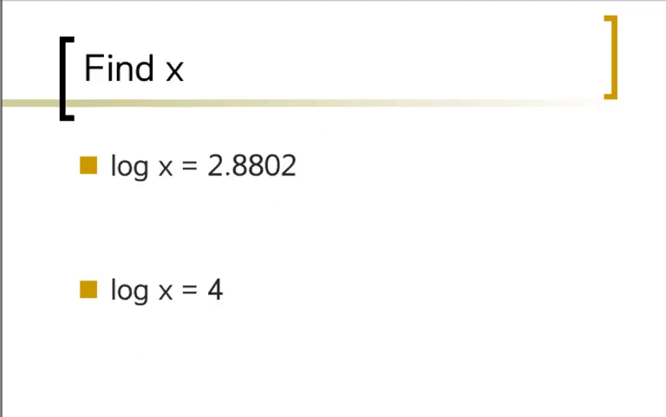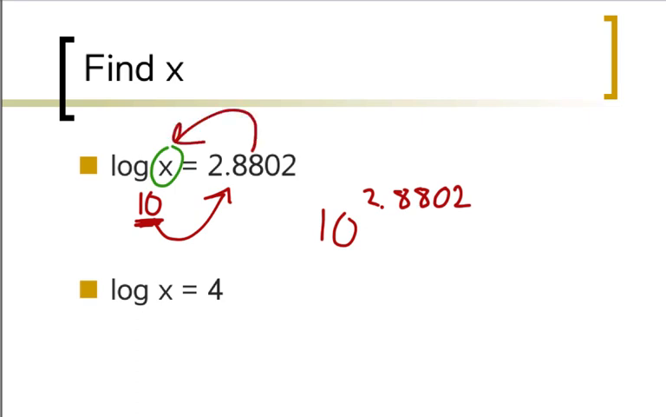Then we get a little bit harder when they actually ask you to find x. Now, I've said in previous lessons that if you have a log where you have x, you don't solve it as a logarithm. You want to solve it as an exponential, so we need to go exponential. The way we go exponential is we have to put the base 10 back there, because it is base 10 if nothing's written, and go exponential, which means you write 10 to the 2.8802 power equals x.